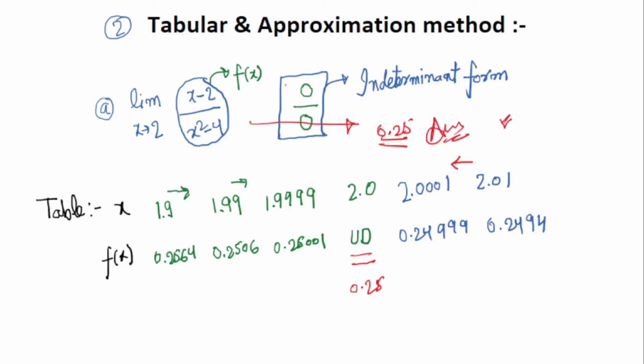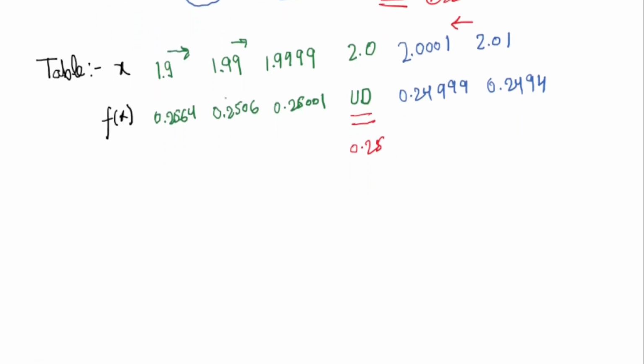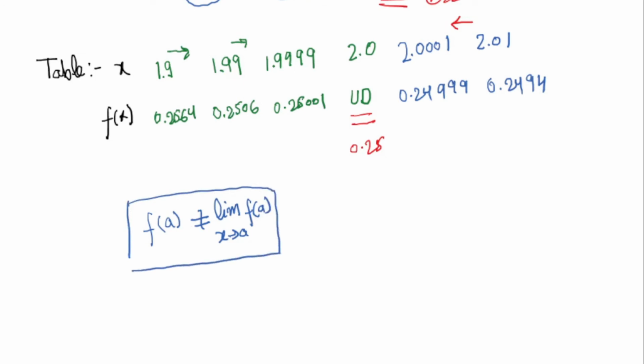But here, one thing we need to remember is that it is not always possible that the function's value f(a) is equal to the limit as x tends to a of f(x). This property we need to remember when we are solving limit problems. The function's value is not always equal to the limit.